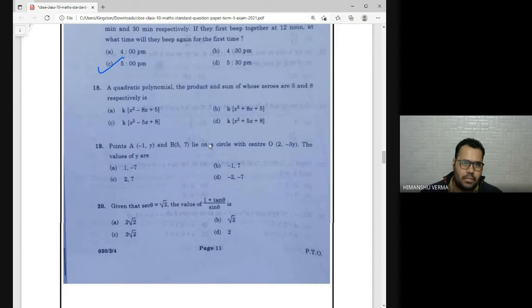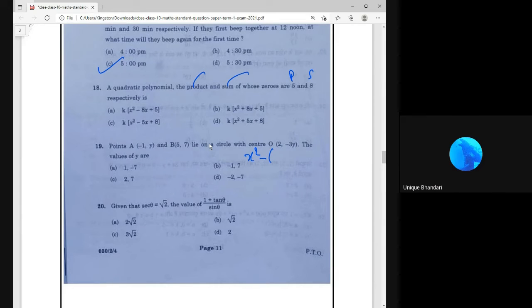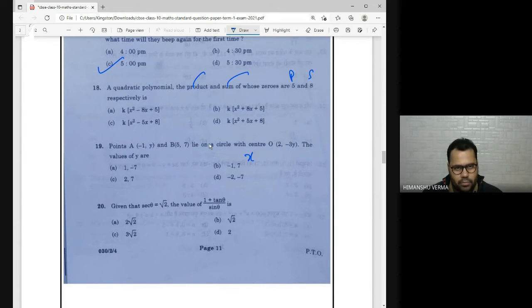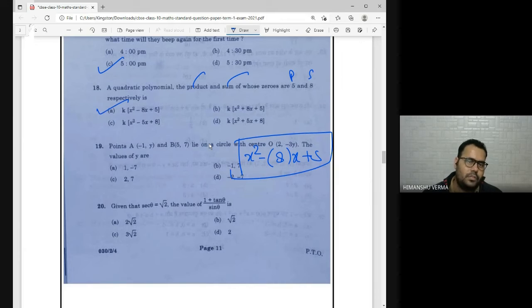Whose zeros are 5 and 8. Product and sum. But product is 5 and sum is 8. So this is product and this is sum. So what is this equation? So it is like x square minus. Sir, I didn't mark in the question paper. I'm getting confused. Okay, just think about it. It is x square minus sum. What is the sum? It is 8, 8x. And what is the product? 5. So tell me which option is correct. Answer A is correct.